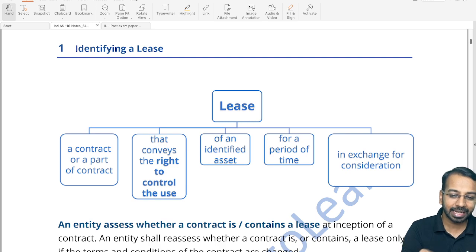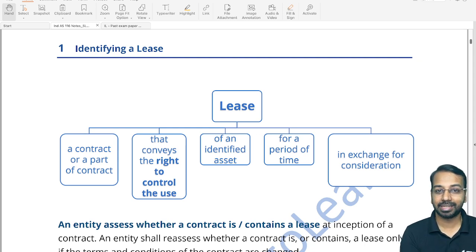Now, as far as Ind AS 116 is concerned, Ind AS 116 does not cover all types of leases. Ind AS 116 defines a lease, and according to that definition, whatever contract falls under Ind AS 116, that is what is covered here.